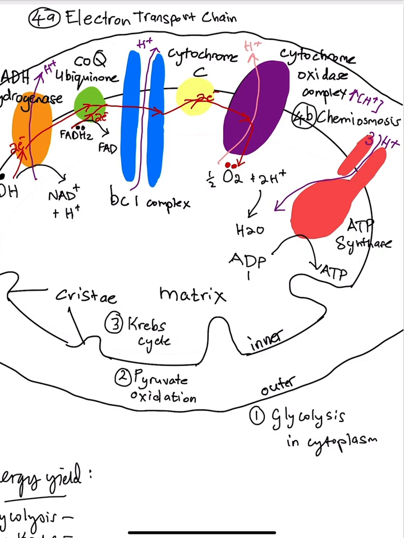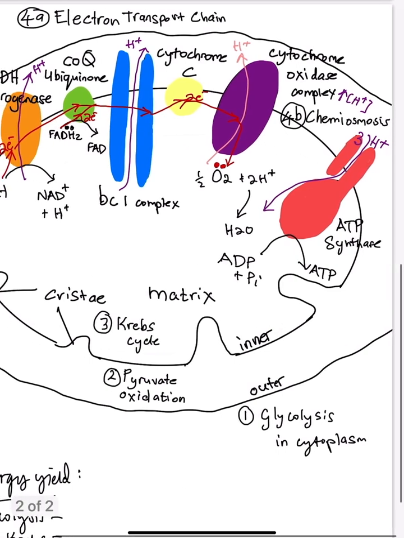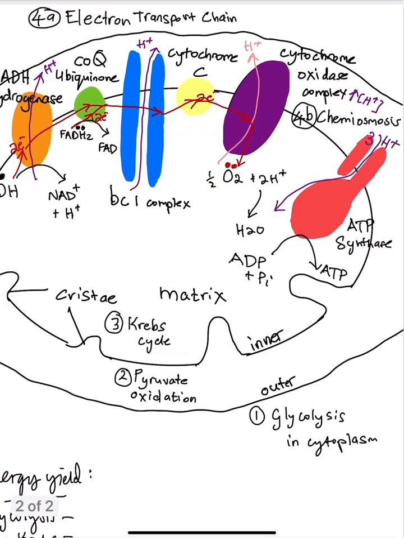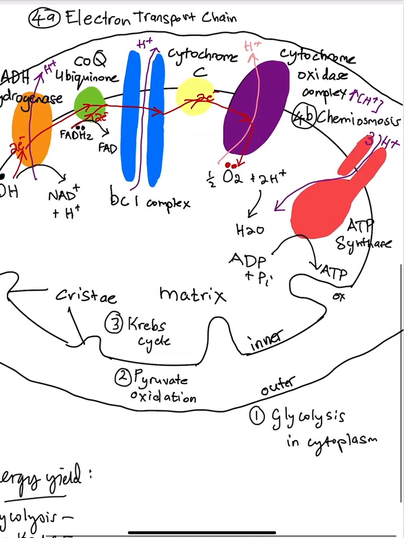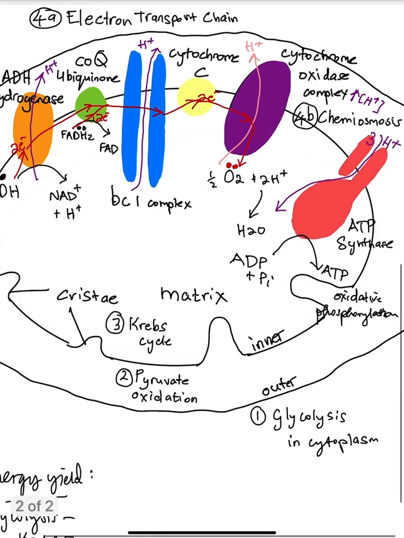Adenosine diphosphate will pick up an inorganic phosphate and it will produce 1 molecule of ATP. So because oxygen is present and chemiosmosis can follow, this type of ATP production is known as oxidative phosphorylation.